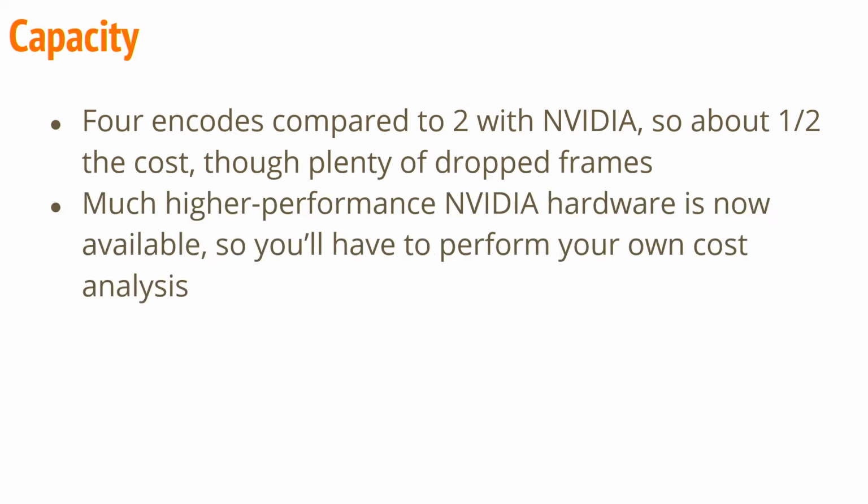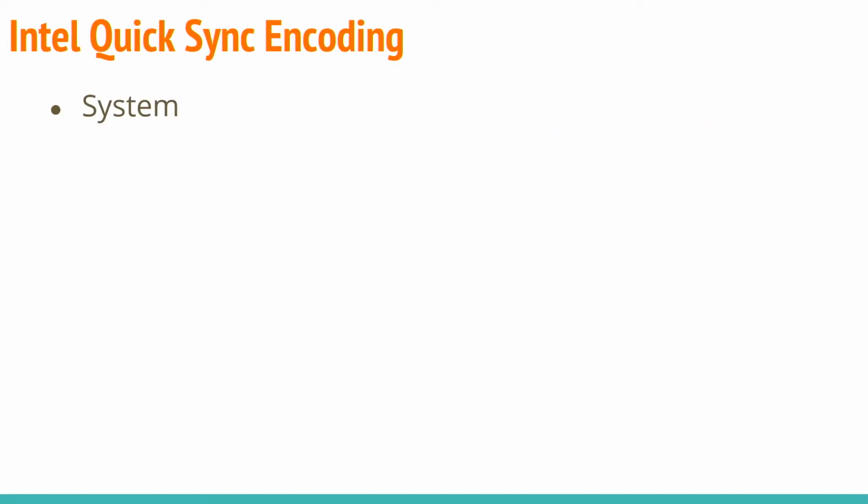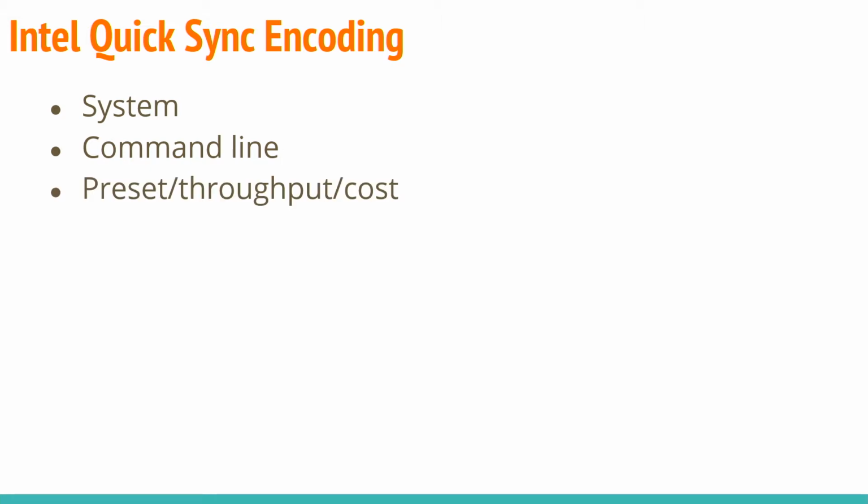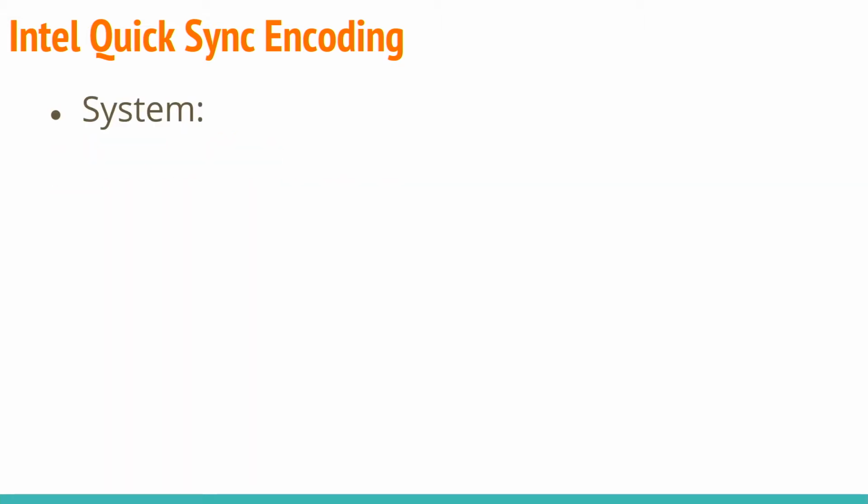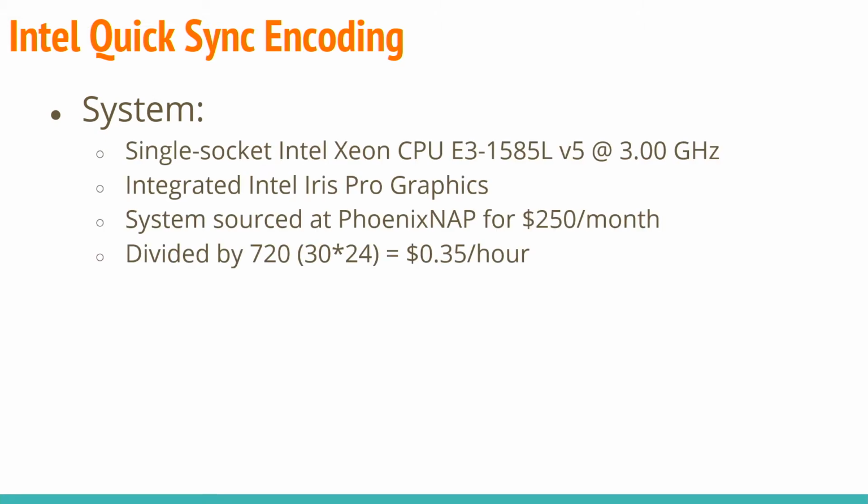The problem is Intel keeps coming out with new hardware. So again, part of this is how did the systems perform? Part of it is when you perform your own analysis, what are you going to do to come up with your own data? Okay, same factors we looked at for the Intel QuickSync: what system, what command line, and what preset and throughput. The system was this. We couldn't get a cost per hour because they only charge by the month. I know this is kind of a rough estimate of cost per hour, but that's the best I could come up with. Very few people are transcoding every hour, 31 days a month, 24 hours a day.